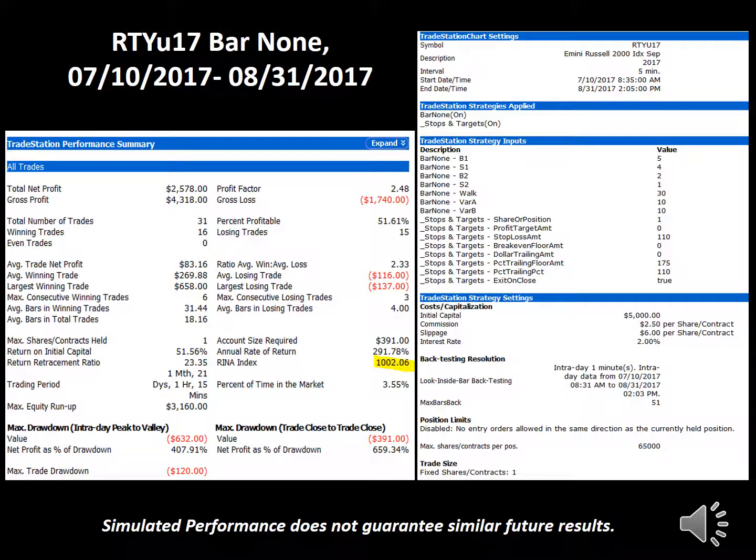The RENA is a very healthy 1,002. Percent of time in the market is 3.55. Drawdown's only 391. Average trade size is $83. 51% is correct.